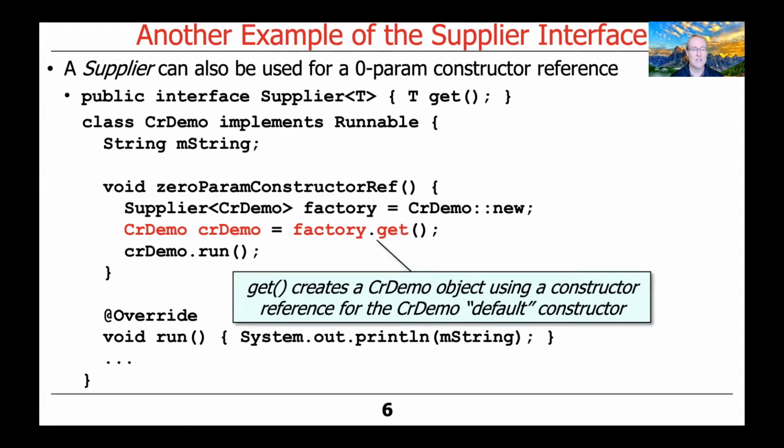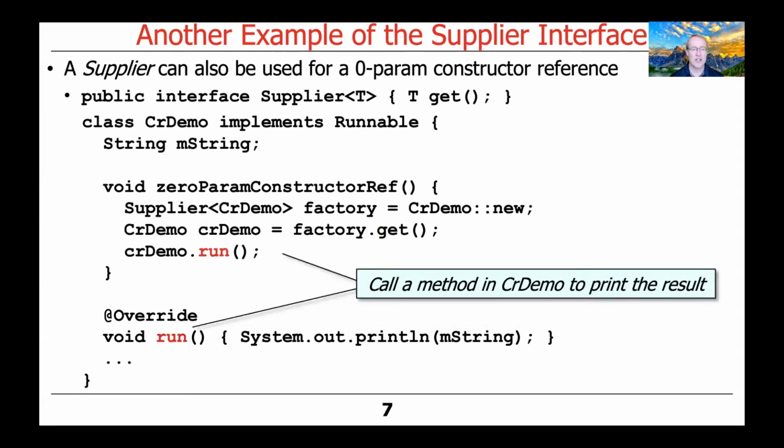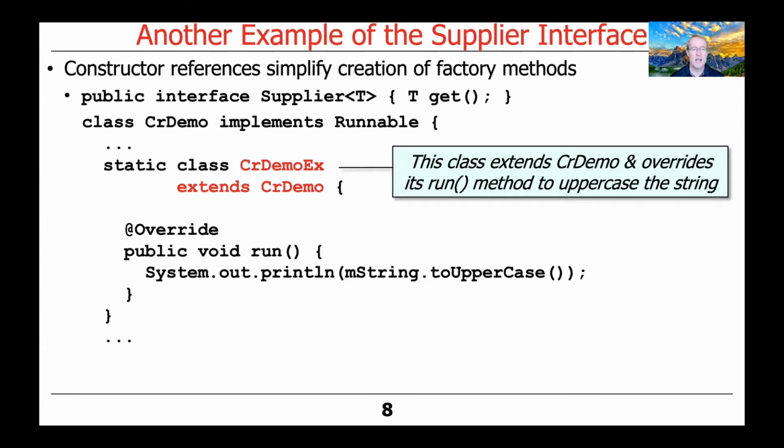Once we've created this instance, we will then go ahead and call the CRDemo run method, which of course is overridden from the Runnable interface that we inherit from. As you can see here, the run hook method is simply going to print out the value of a string. Constructor references can be used to simplify the creation of various types of parameterizable factory methods. So let's take a look at another example.